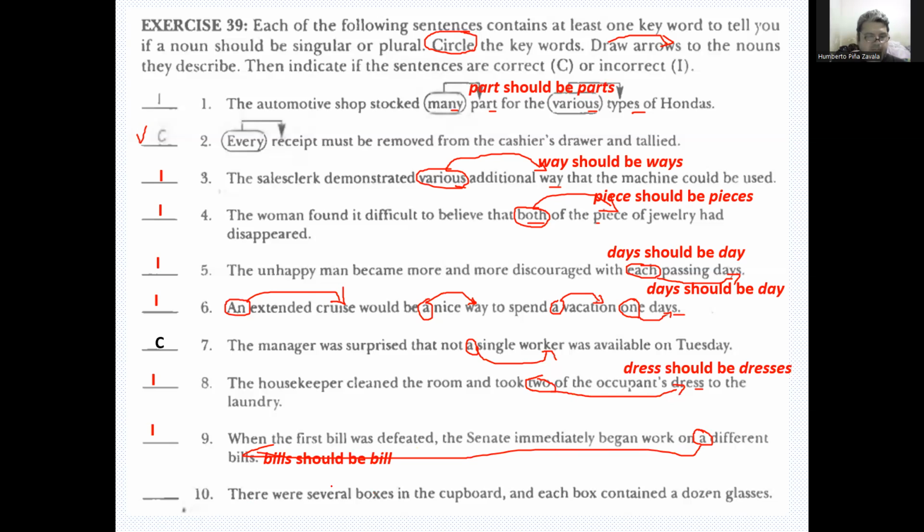There were several boxes in the cupboard, and each box contained a dozen glasses. So this is correct, right? We've got several boxes, it's plural, each box singular, a dozen is singular. There you go. Okay, look at your answers, look at what we did.